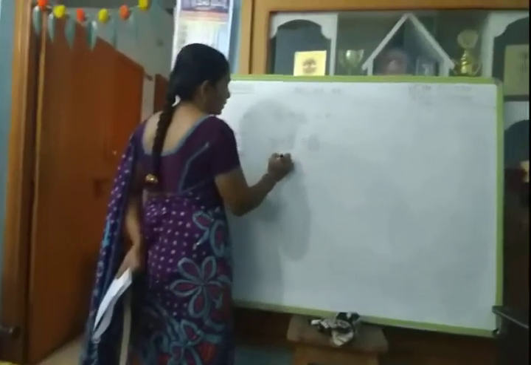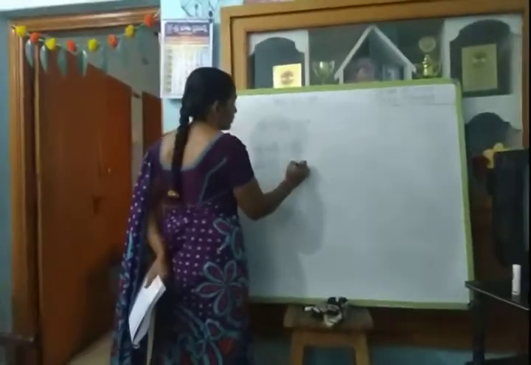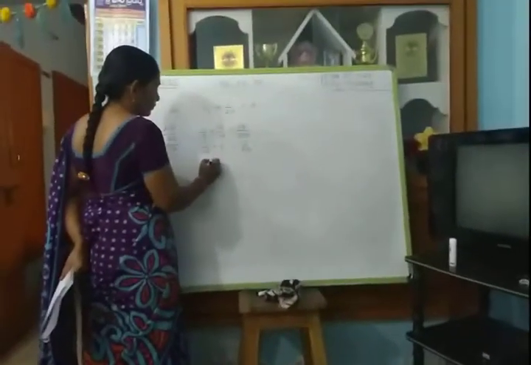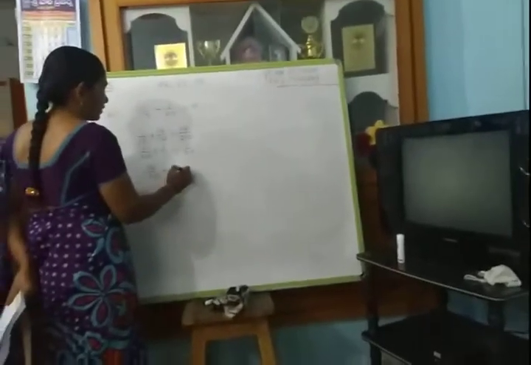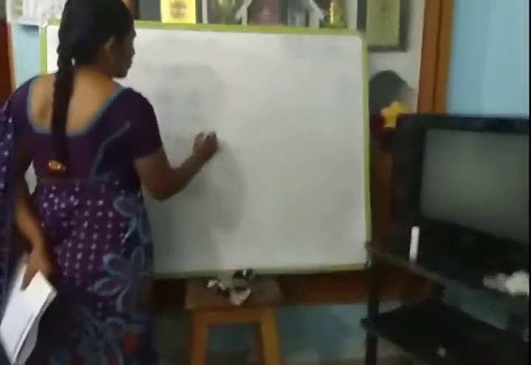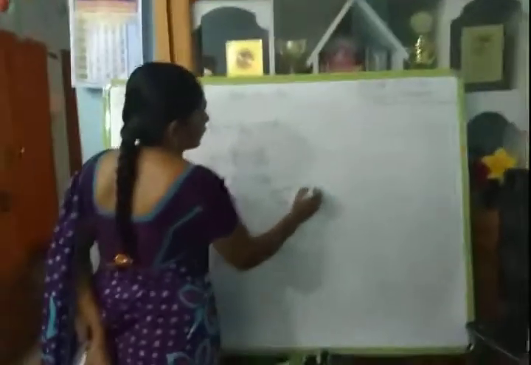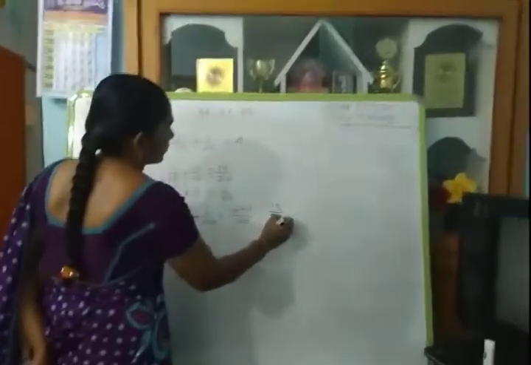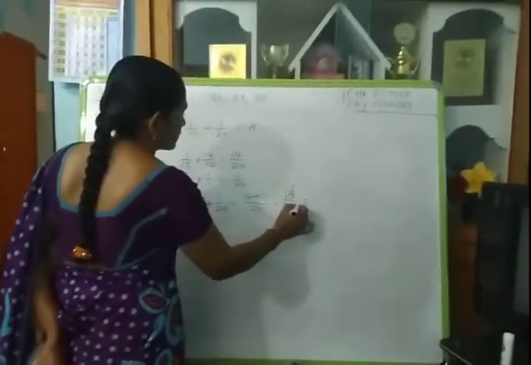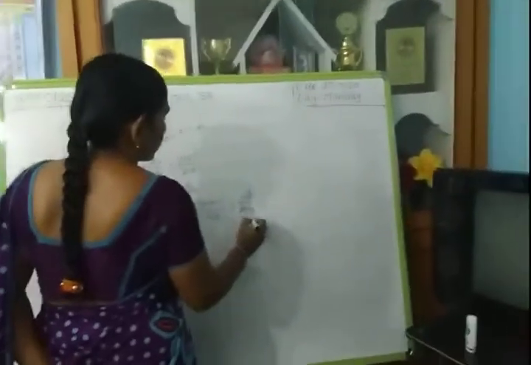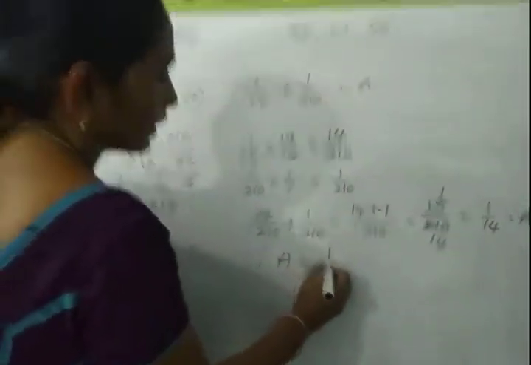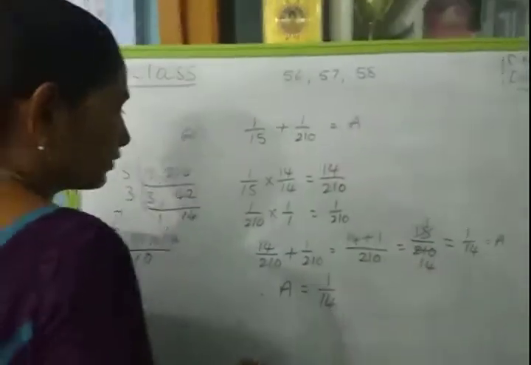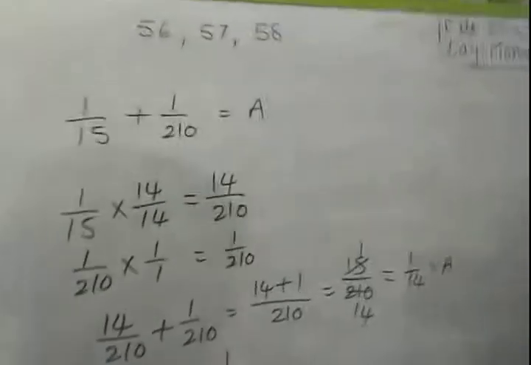1 by 210 into 1 by 1, 1 by 210. So what will you get? 14 by 210 plus 1 by 210. 14 plus 1, how much? 15 by 210 means nothing but 15 ones are 15, 15 14s are 210, so 1 by 14 is the A value. So therefore the A value we get is 1 by 14. Like that we have to find the B value also.